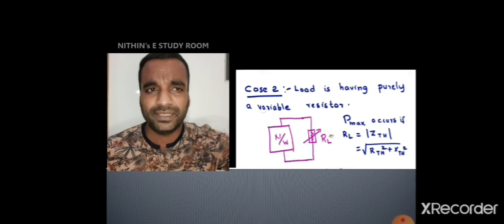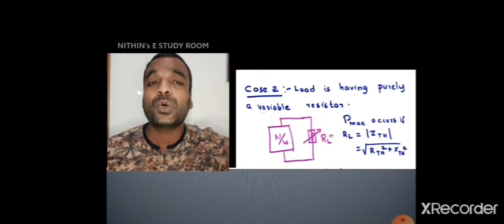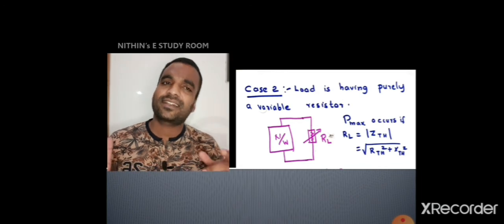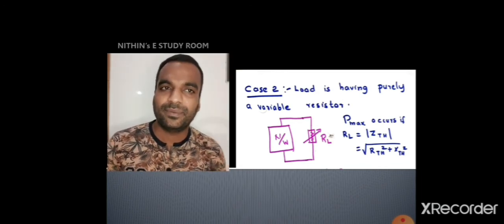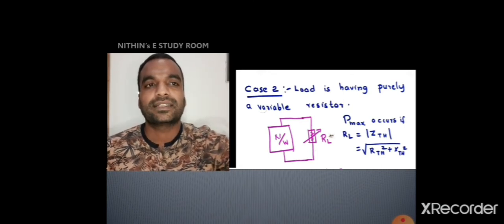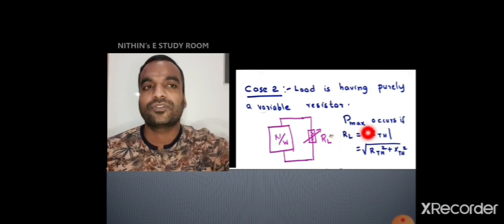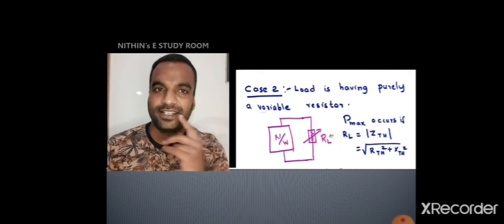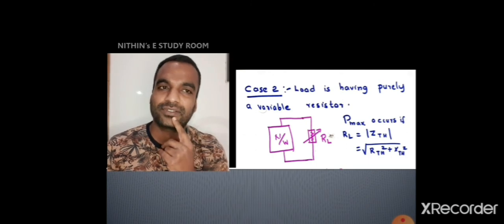inductor, everything will be there. But the load is a pure resistor, and that resistor is ready to get varied. It's a variable resistor. Then for getting maximum power transfer, RL is nothing but the magnitude of Z-Thevenin. How do you find the magnitude of Z-Thevenin?